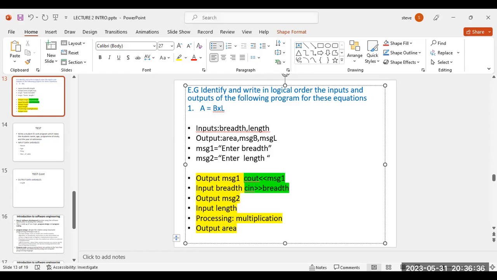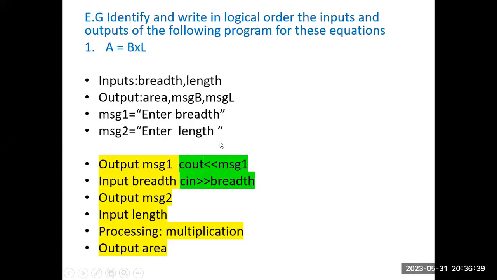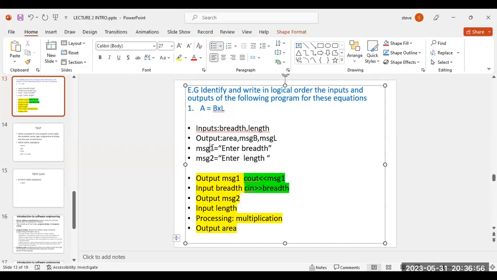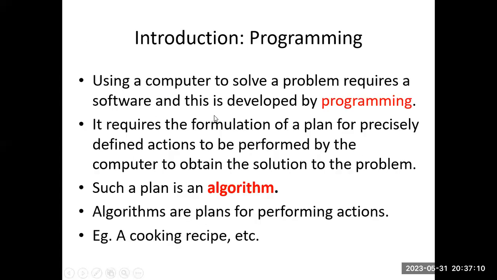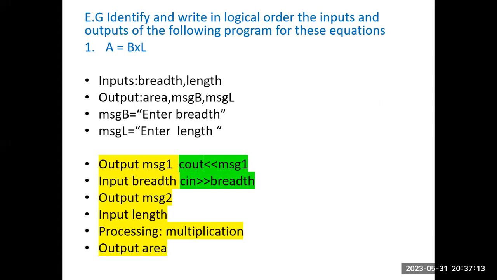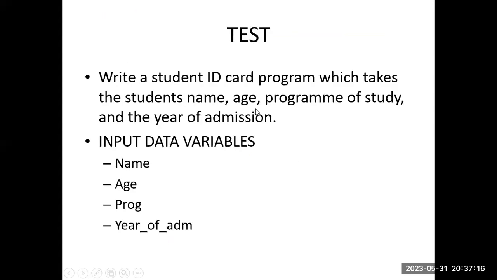Look at this example. You can see clearly that the inputs are breadth and length. The output is area and a message for breadth, a message for length. Is that okay? So in the end, these messages, I said that they should store a certain value. And I said I haven't done that with you yet, so this is what I'm talking about.